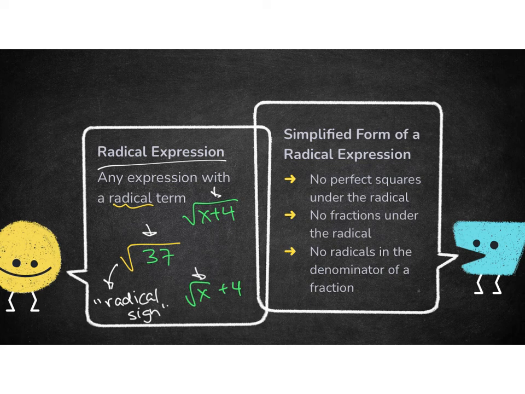So then let's talk about how we would simplify them. So if we want to simplify radical expressions, which is something we're going to do often, we need to make sure that there are no perfect squares left under the radical, there are no fractions under the radical, and there's no radicals in the denominator of a fraction. Okay, so the one that we're going to focus on today is this first one. How do we get rid of the perfect squares that are underneath the radical?